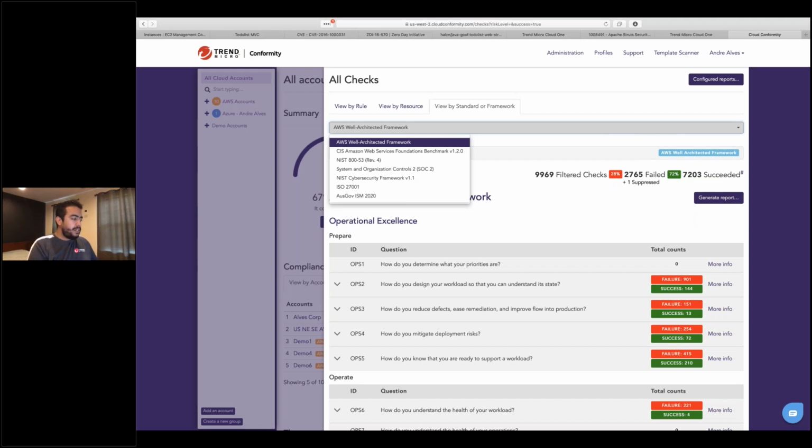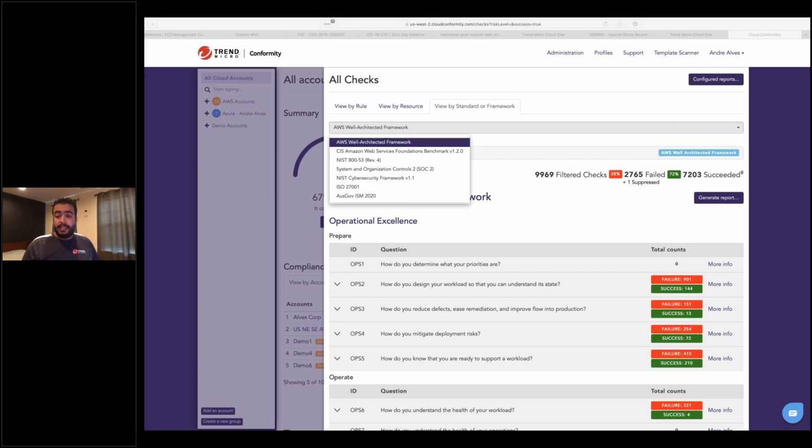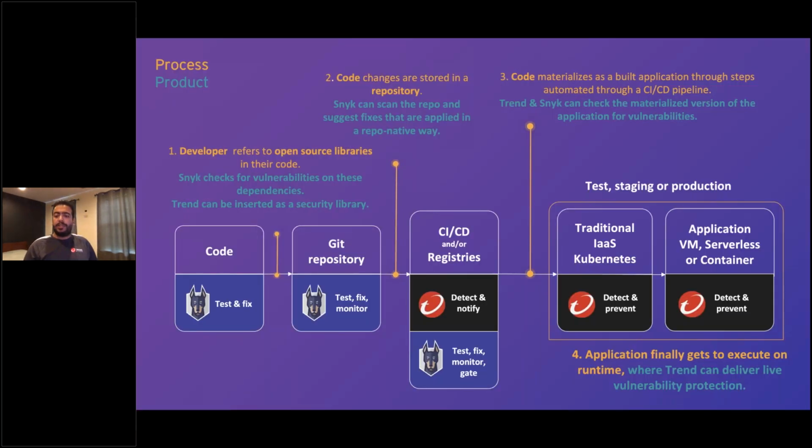So hopefully this demonstrates how Snyk and Trend Micro are working together to provide a full end-to-end application and infrastructure protection process. We're very excited about this partnership. We believe that the two companies together will be able to provide you with a good experience that covers all the bases of what's bringing value to your company.